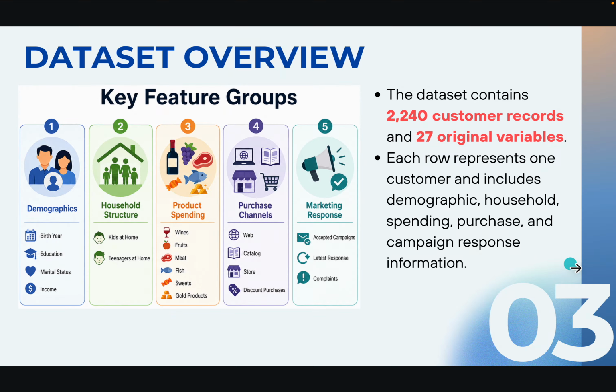Okay, so let's have a look at our dataset. Basically, the dataset contains 2,240 customer records and 27 raw features. I group them into 5 major groups. The first one is demographics, including features such as birth year, education, marital status, income, and household structure. Then product spending, meaning their spending on these kinds of products, their purchases through the channels, as well as their response to the marketing campaigns.